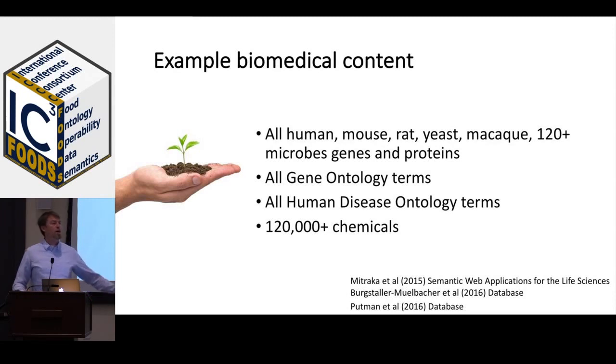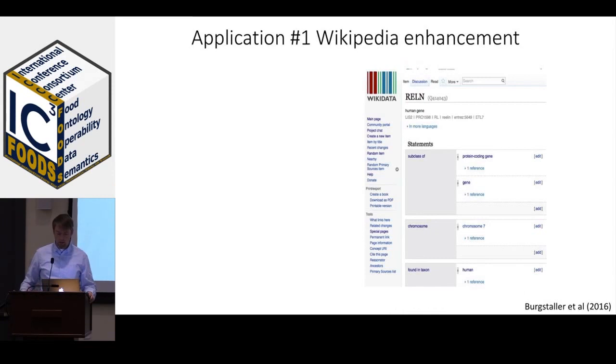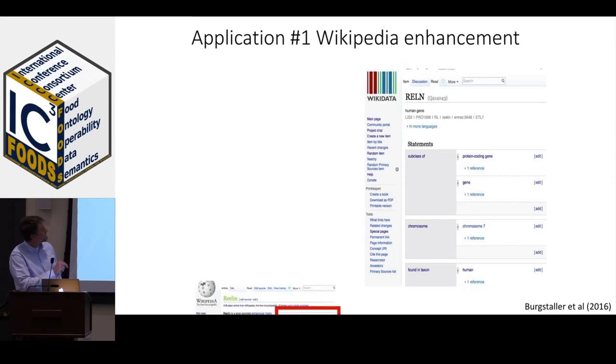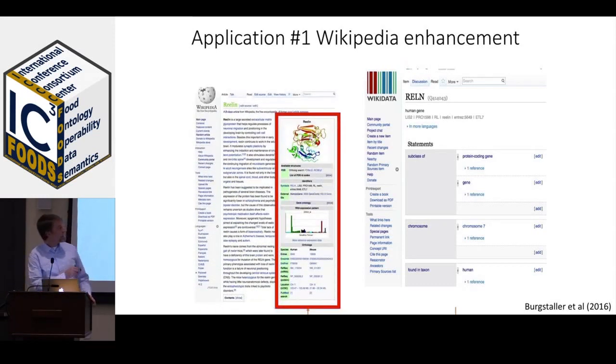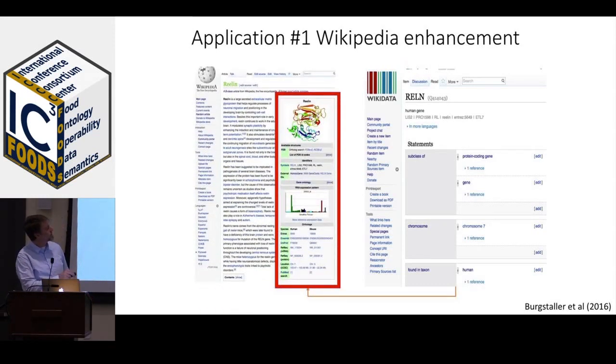And so, okay, now we have that big knowledge graph. What are we going to do with it? Why are we doing it? So the first thing, and actually the reason we got funded to do this by the NIH originally, was to make Wikipedia better. If you look at that same gene, which is our favorite demo gene, the Reelin gene, and you look at that box of information on the side of the article, all of that content, the entire box, is now coming out of a query into the Wikidata system.